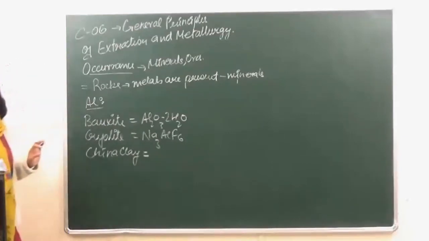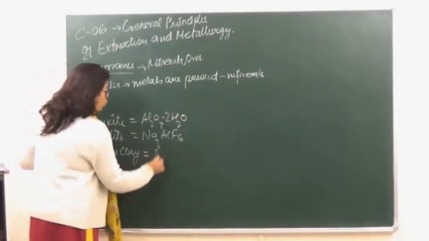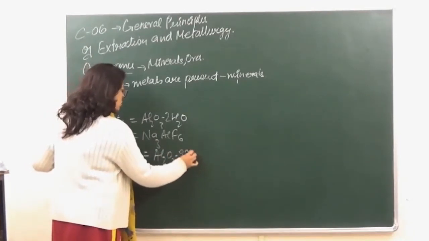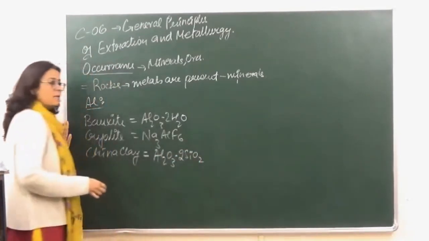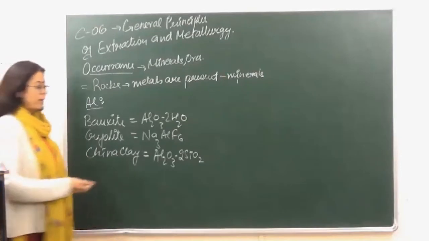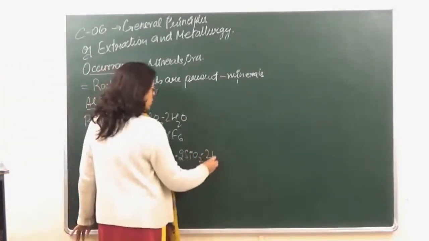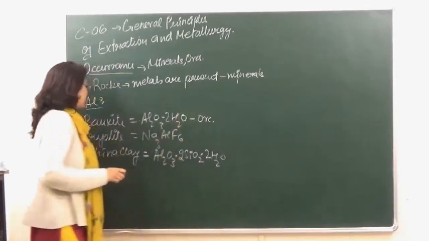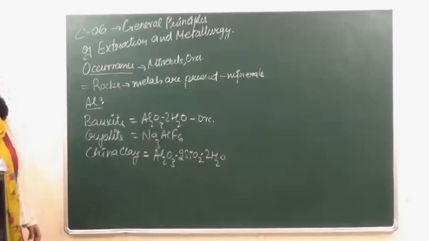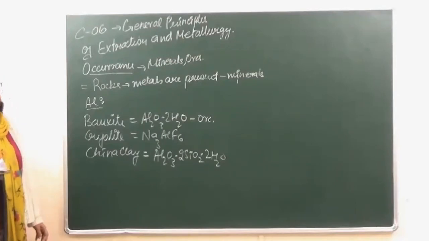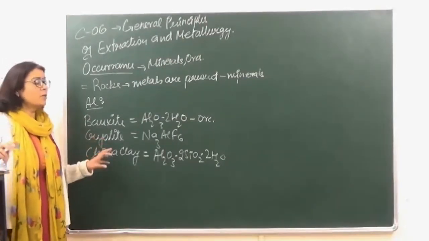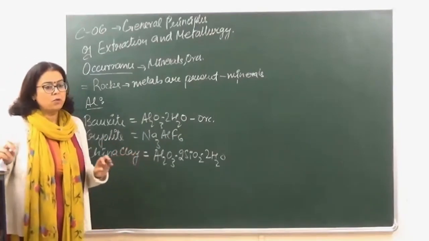China clay has the formula Al2O3.2SiO2.2H2O, it has silica with it. So over here, the ore of aluminium is going to be bauxite. Okay? So these are a few examples in which we can distinguish between the minerals and the ores.